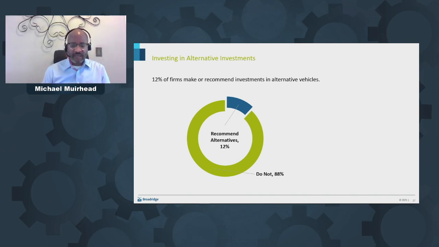Transparency is really hard to get insight to in a lot of these vehicles, and they're not easily valued. As you can see, about 12% of the CEFEX firms are recommending the alternative products or alternative vehicles. Here again, not much of a change versus what we saw in the previous report.